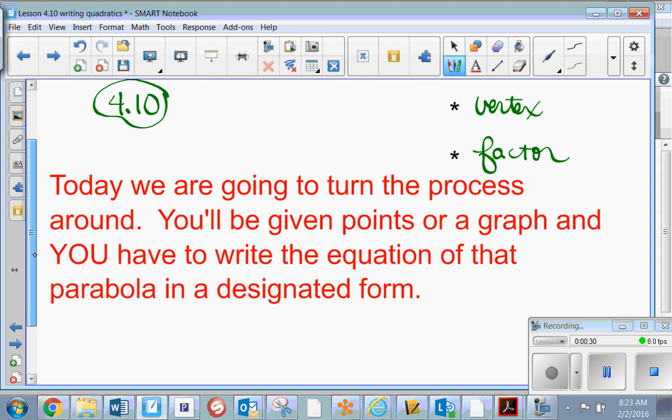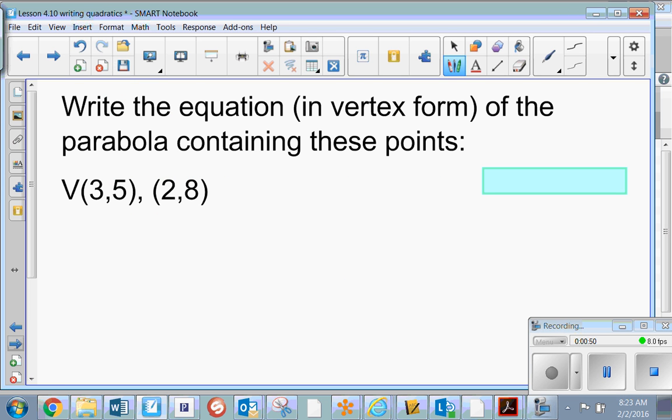Well, today we're going to turn that process around. I'm going to give you some points, or I may give you a graph, and you have to write the equation. Rather than giving you the equation and you graphing it, I'm going to give you a graph of points, and you have to write the equation in the designated form. So, for example, this is what it would look like.